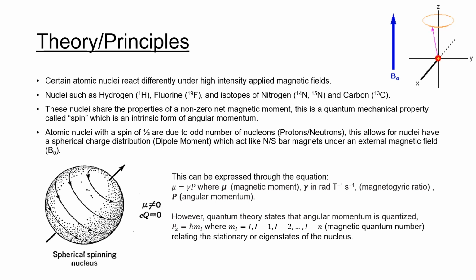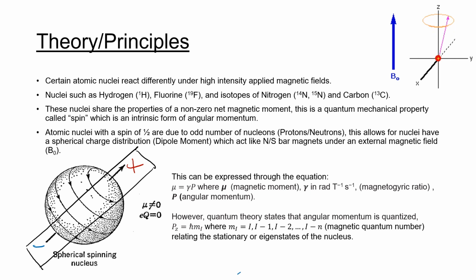All of these nuclei share a common property of a non-zero net magnetic moment. This is a quantum mechanical property commonly referred to as spin, which is an intrinsic form of angular momentum. Because this property arises from the odd number of protons and neutrons in the nucleus, the charge does not distribute itself in a spherical manner, and a dipole moment arises, where we have a positive and negative pole. This allows the atomic nuclei to act as a tiny bar magnet.